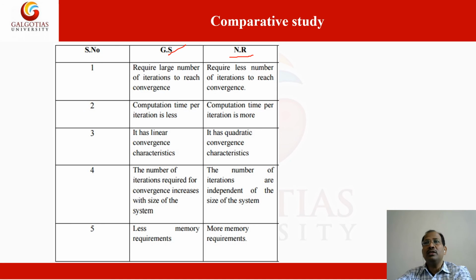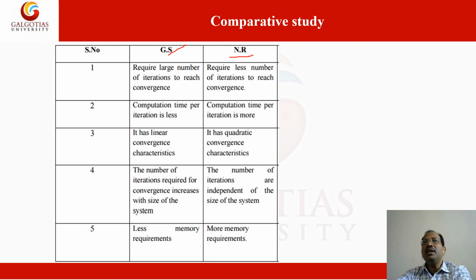Because here we are not going to calculate the Jacobian matrix. But Newton-Raphson requires more. This is, we can say, the demerit of the Newton-Raphson method, but the merit of the Gauss-Seidel method. Because here we are not going to calculate any Jacobian matrix. We are directly using this one.